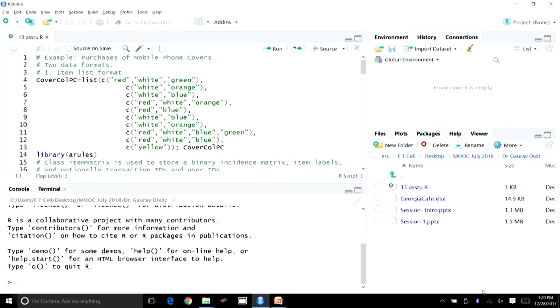So, here we can see the example of the purchase of mobile phone covers. We talked about this particular example, we have 10 transactions here. You can see the item list format here, and you can also see the 10 transactions that we talked about in the previous lecture as well. So, this is essentially the item list format. Right now we have created it using a list in R, and this can be executed.